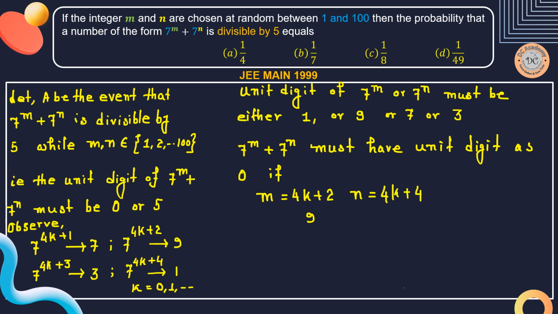4k plus 4, the unit digit is 1. Now, if I add them together, 9 plus 1, that's 0, right? And that's it. Now, we cannot get that unit digit as 5 because 5 is not possible, right?